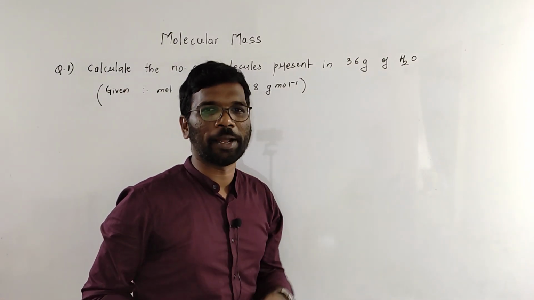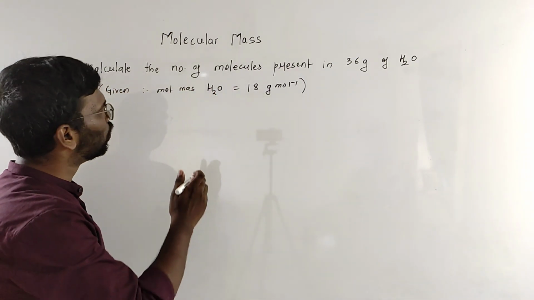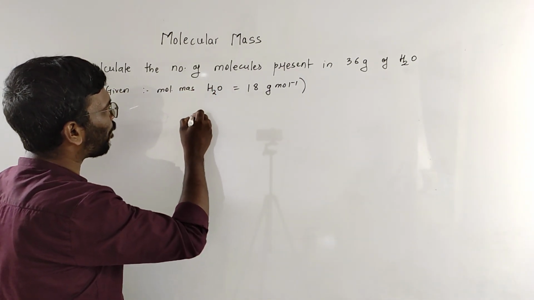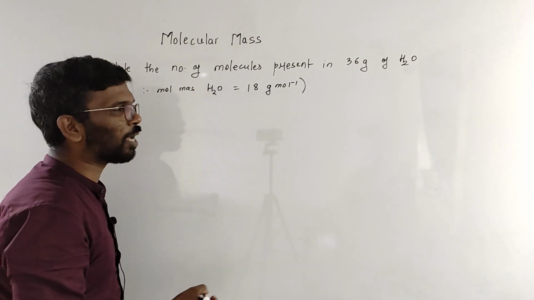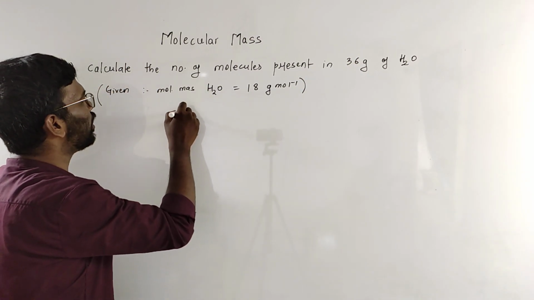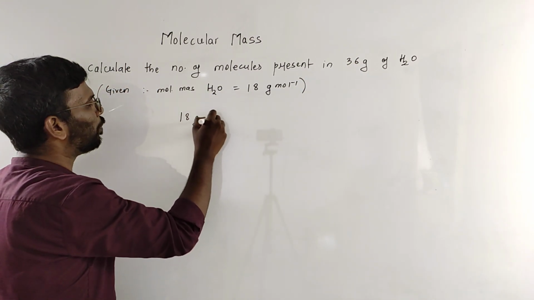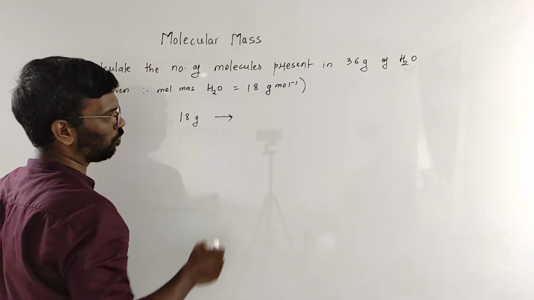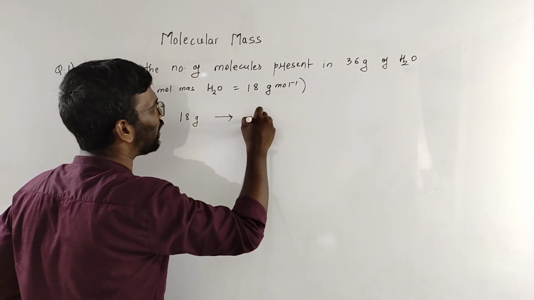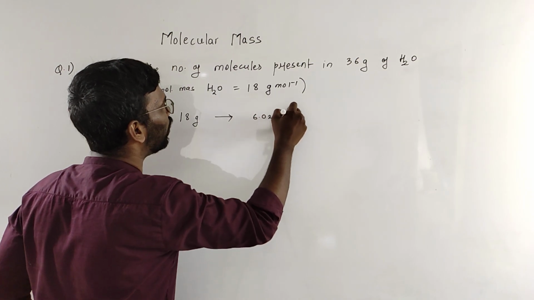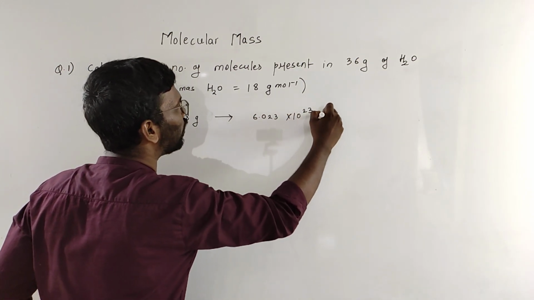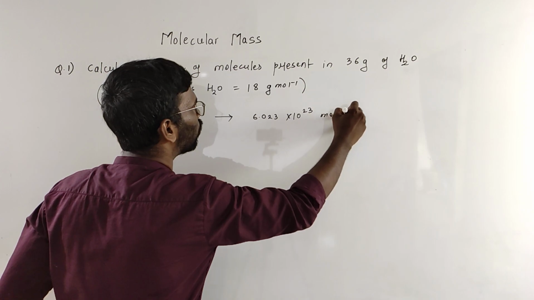Which is 18 grams per mole. So here, what does this 18 grams per mole mean? 18 gram is the weight of 6.023 into 10 raised to power 23 molecules of H2O.